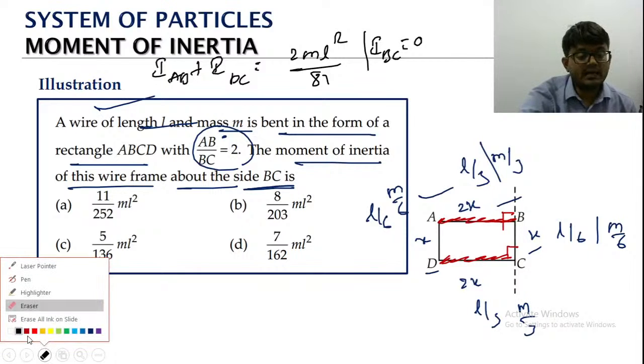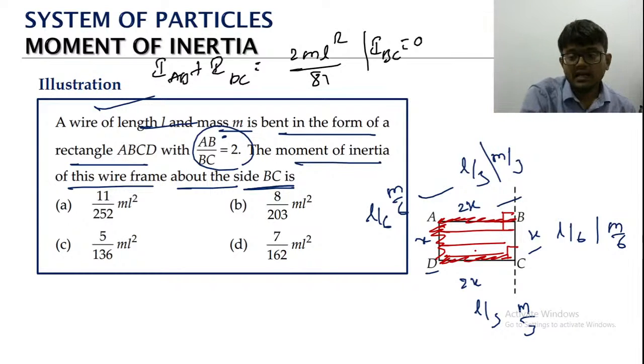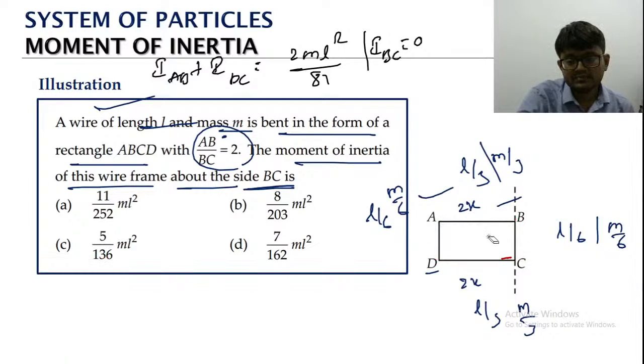Now what is the other part remaining? The moment of inertia of the portion AD. Each and every part of AD is at a fixed distance. What is the fixed distance value? L by 3. Erase this and then show it again. So if you take any small element of the AD portion, this is at a fixed distance of L by 3 from the axis.